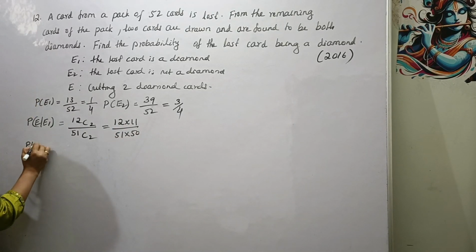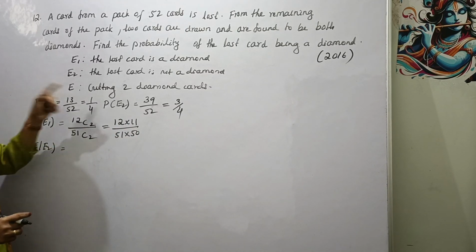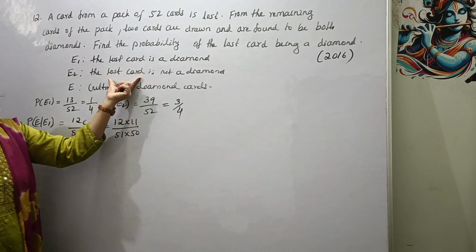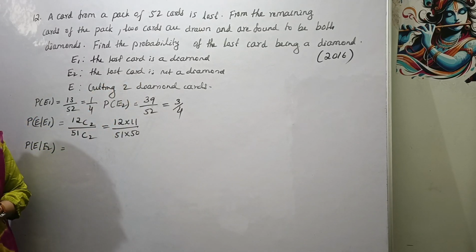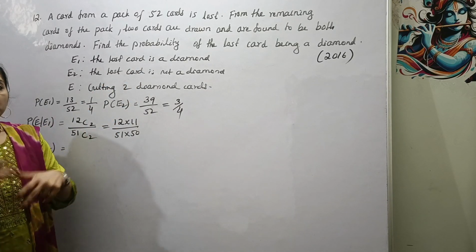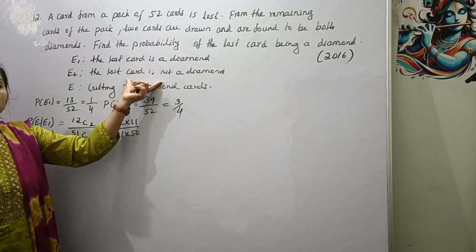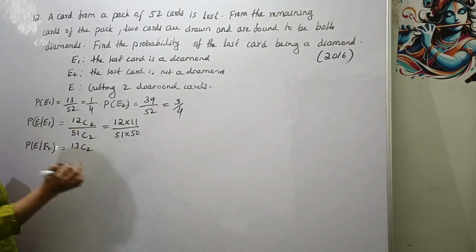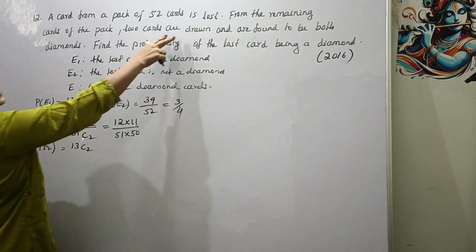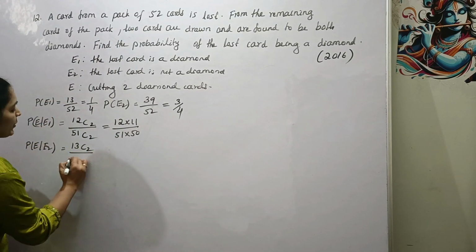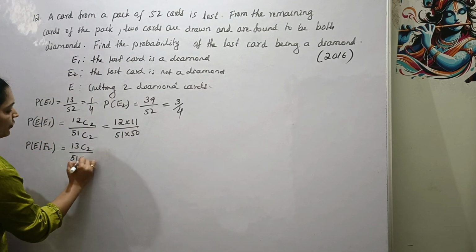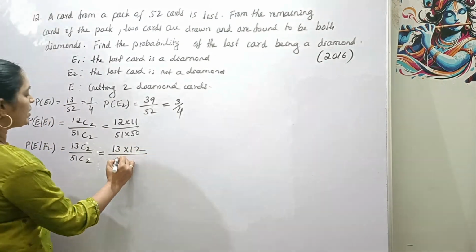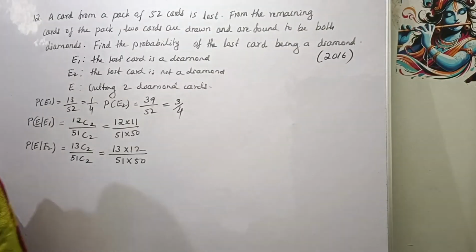Next, probability of E given E2. See here also, the probability of getting two diamond cards when the lost card is not a diamond. If the lost card is not a diamond, then after losing it there are still 13 diamond cards. So here 13C2, as 2 cards are drawn from 13 diamond cards, divided by total 51 cards, 51C2. That is equal to 13 into 12 divided by 51 into 50.